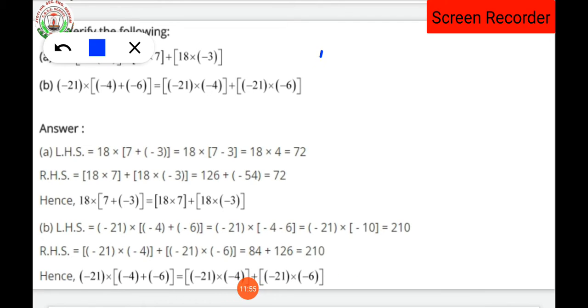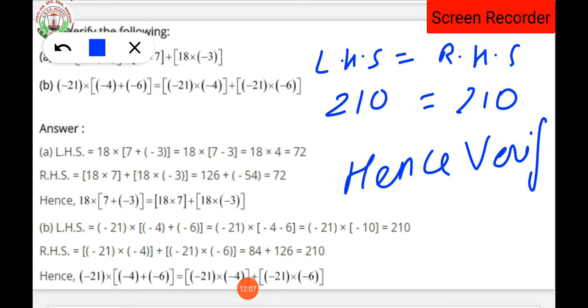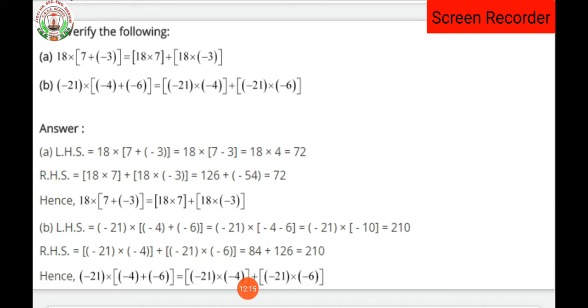Okay, so here dear student, the LHS and RHS part, we are again getting the equal answer, that is 210. Hence our answer is verified. Clear everyone how it will be verified? When LHS and RHS both are coming equal, that means our answer is verified. And since in the question it is said to verify the following, that means you have to show that. Clear? Now next question we are having.